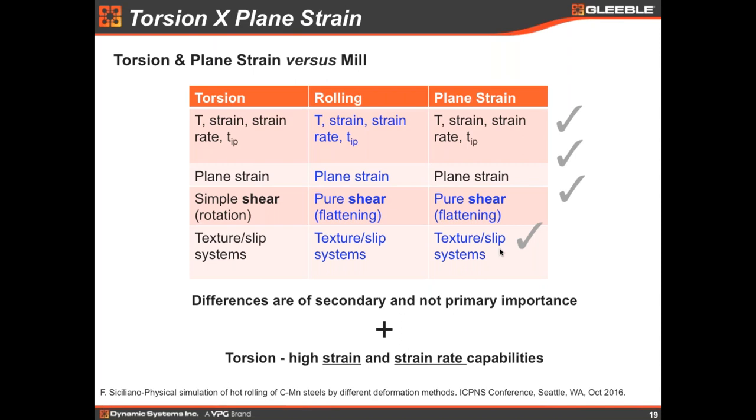And the big advantage of torsion is that you can apply very high strains, and you can actually simulate from roughing to finishing in the same specimen. So this is one of the basic advantages. You can absorb a lot of strain by using torsion tests.